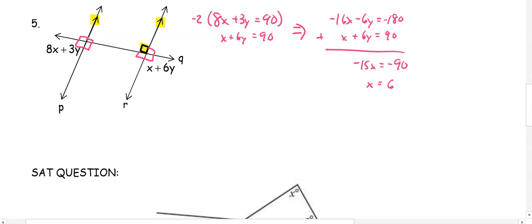Once you know x is 6, 6 plus 6y equals 90. So we get 6y is equal to 84. When we divide, we get y is 14. So this would be 6, 14.